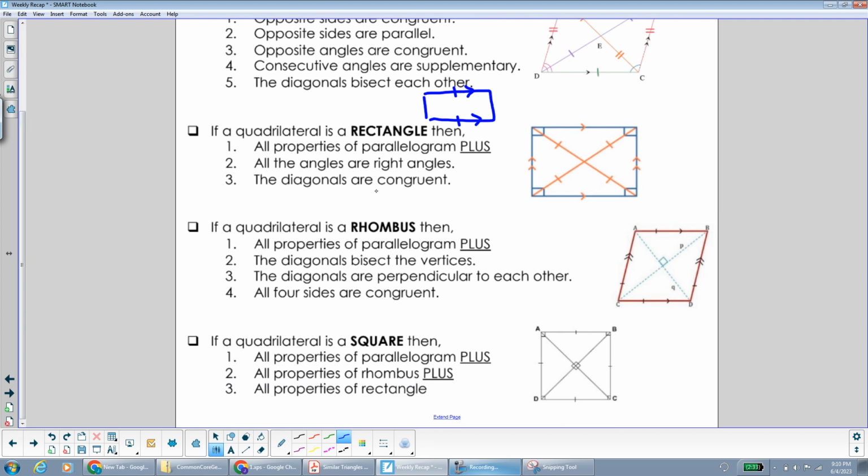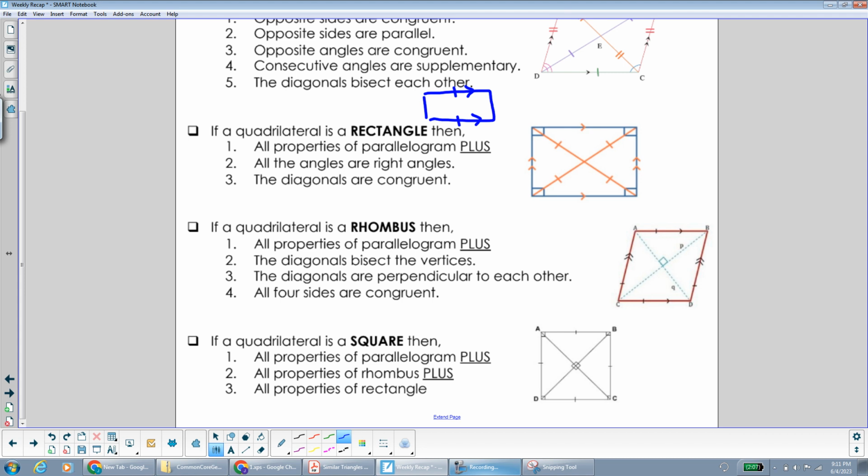There are just 2 that make them different from regular parallelograms. If you need to prove that you have a rectangle, you have to prove it using one of these 2 methods. If you're proving that you have a rhombus, rhombuses have 3 special properties that make them different from regular parallelograms. You would need to prove that you have a rhombus using one of these 3 properties. And finally, a square is a rhombus and a rectangle.